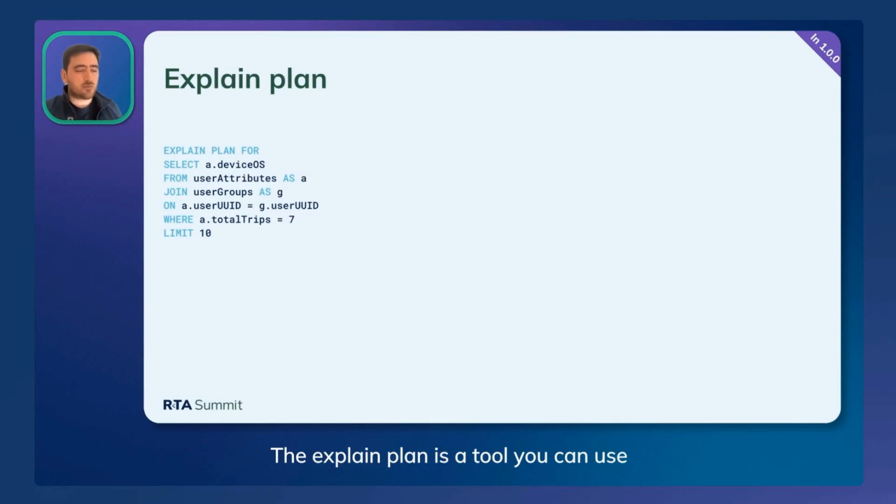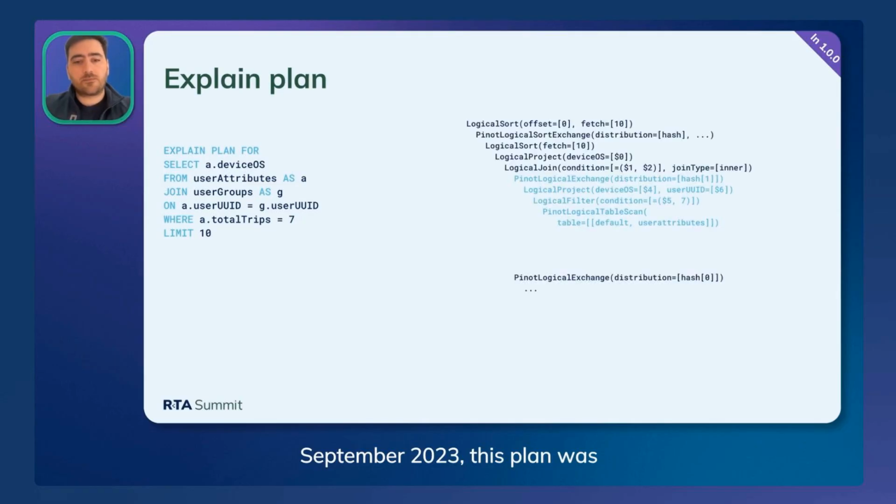One of them is the explain plan. The explain plan is a tool you can use before your query is executed. When you ask Pinot to use this tool, it optimizes the query in the broker and returns the plan, which shows you the shape of your query, the things the query is going to do. In Pinot 1.0, which was released in September 2023, this plan was focused on the logical plan, which is, again, the things that the broker can understand from the query. And this specifically does not include things like indexes or segments being pruned.